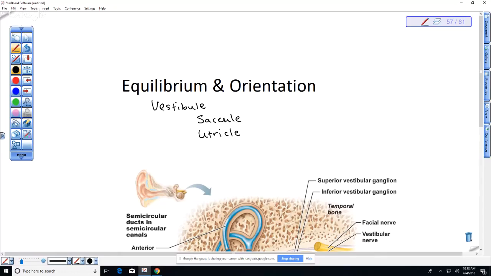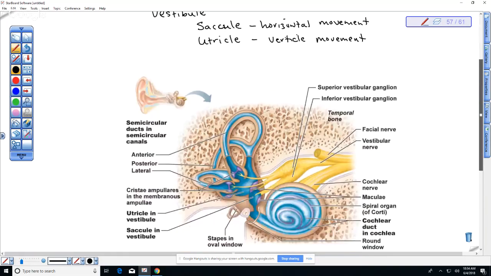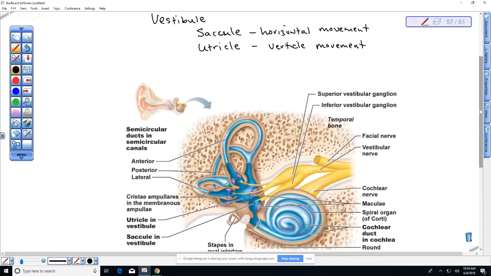So when we look at the saccule, it is up and down. So it is horizontal movement. This would be like when you're traveling in an elevator and you can feel that sensation of moving up and down. And the utricle is vertical movement. If we look at where these are, the saccule is underneath the utricle.